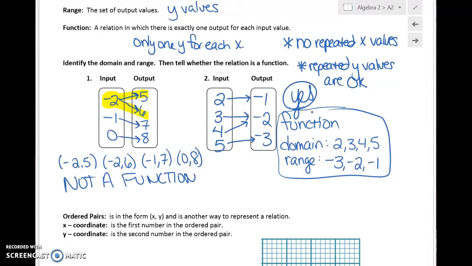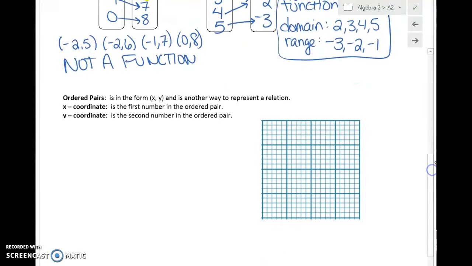Where it says ordered pairs down below, this is actually kind of a segue into the vertical line test. And I want to make sure that you know how to plot points. So we already did this up above. We can represent a relation using a list of ordered pairs, just like we did right up here. The x-coordinate is the first number in the ordered pair. The y-coordinate is the second number in the ordered pair. So I'm going to do a pretty simple relation. 1, 5, 3, -2, and 5, 1. Let's plot these 3 points and see how they look on the graph.